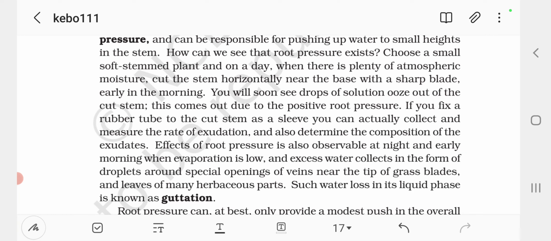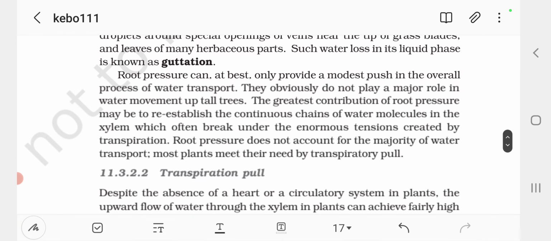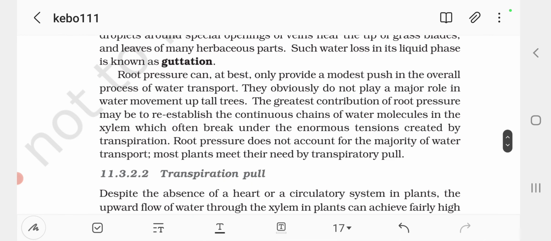Effects of the root pressure are also observable at night and early morning, when evaporation is low and excess water collects in the form of droplets around special openings of veins near the tip of grass blades and leaves of many herbaceous plants. Such water loss in its liquid phase is known as guttation.